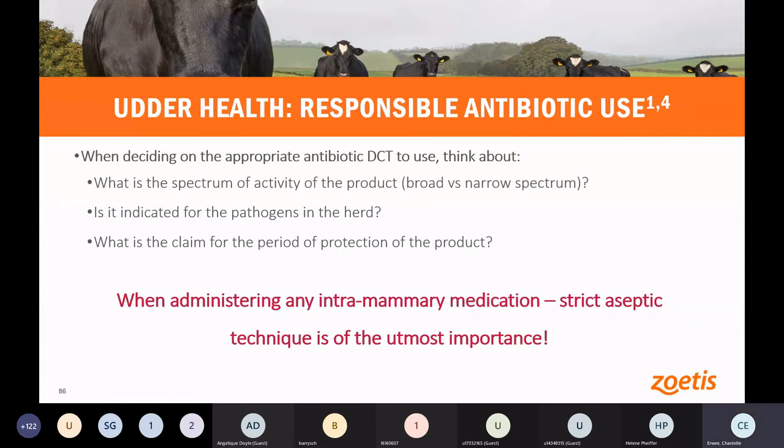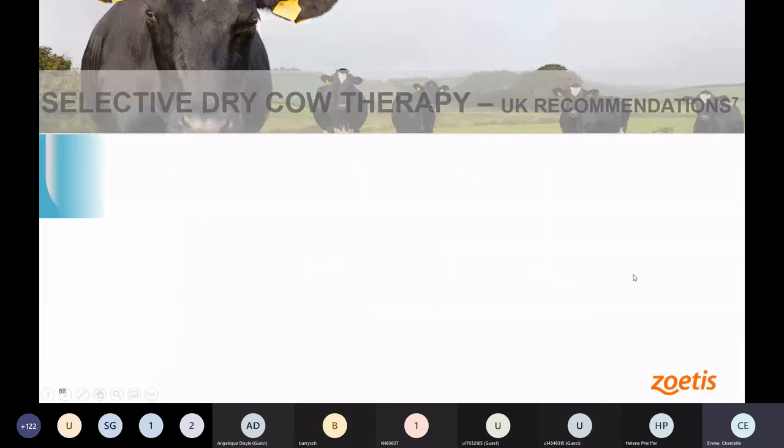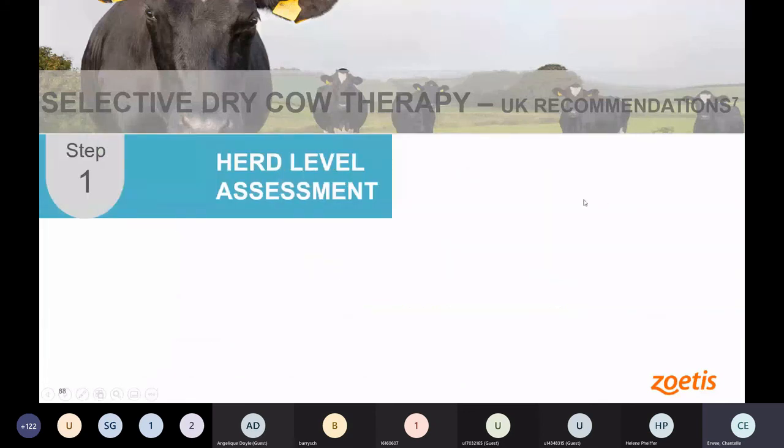Selective dry cow therapy, I'm just going to mention what it is, maybe for those of you who are not sure. Blanket dry cow therapy is where every animal receives antibiotics. Whereas selective dry cow therapy is much more tailor-made in terms of which animal receives an antibiotic in addition to an internal teat sealant, or just an internal teat sealant, or perhaps no treatment at all, but I don't think there is anyone who goes for no treatment at all.